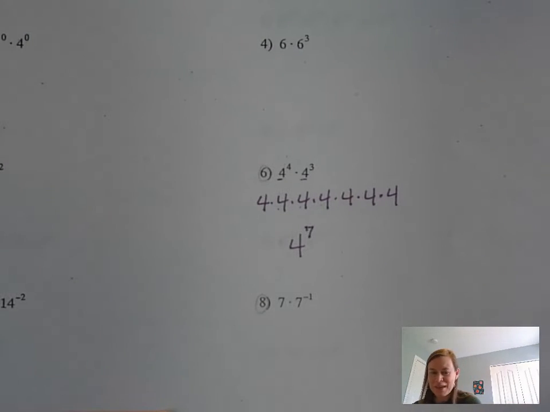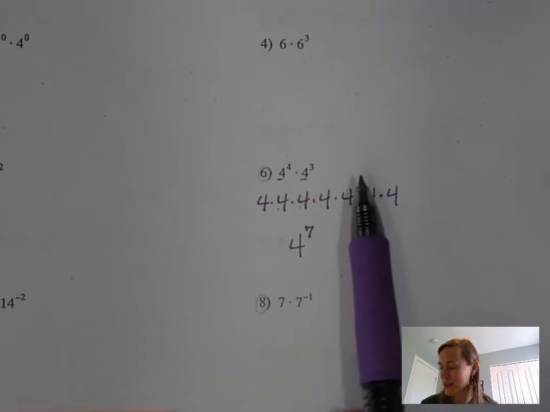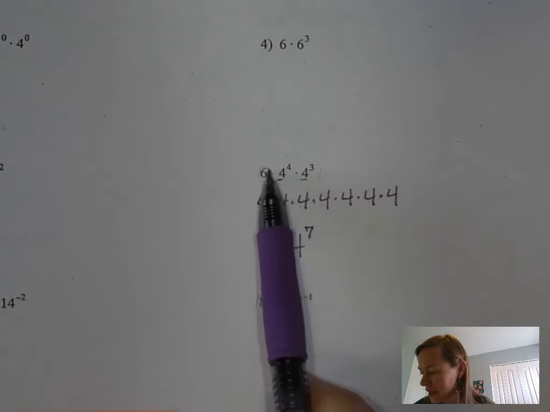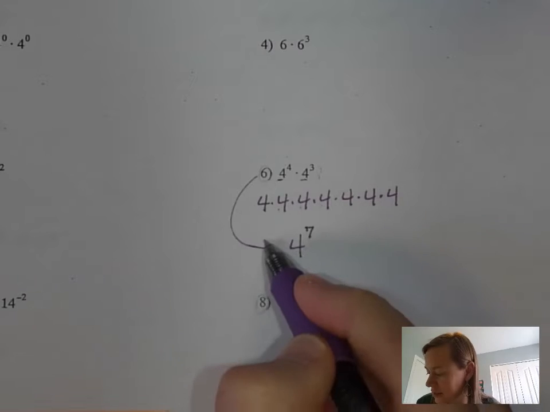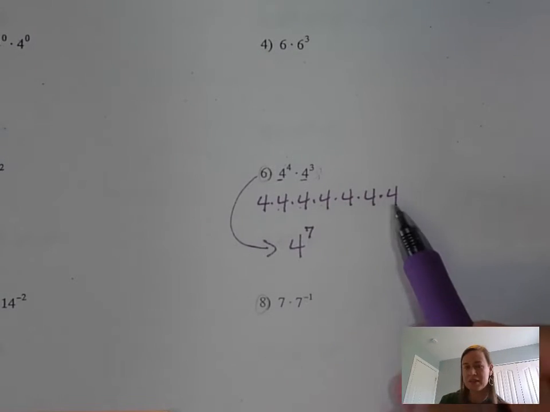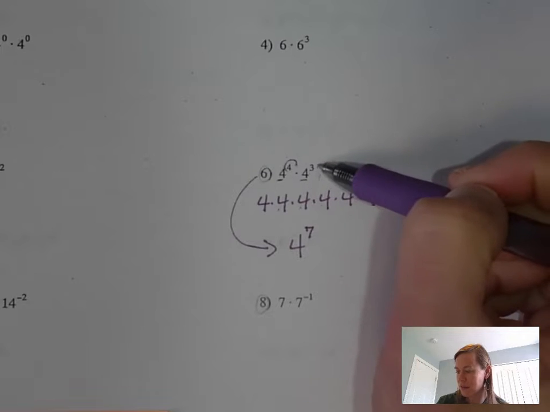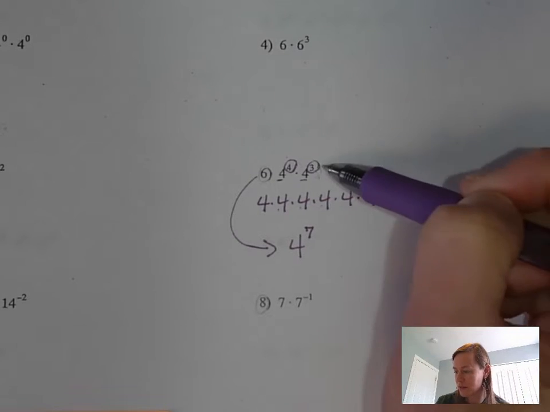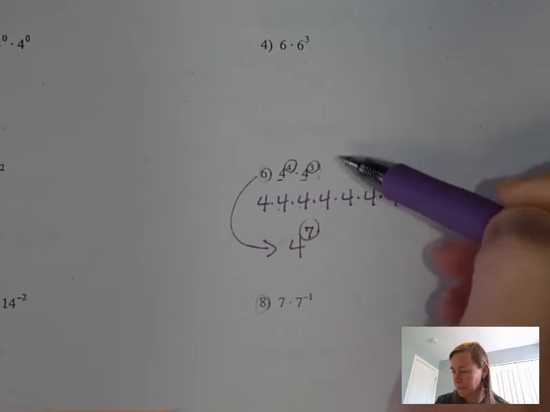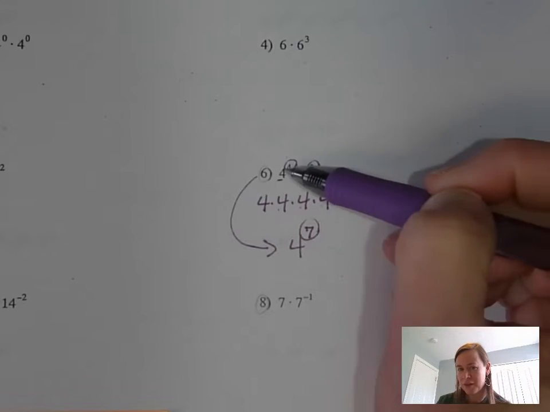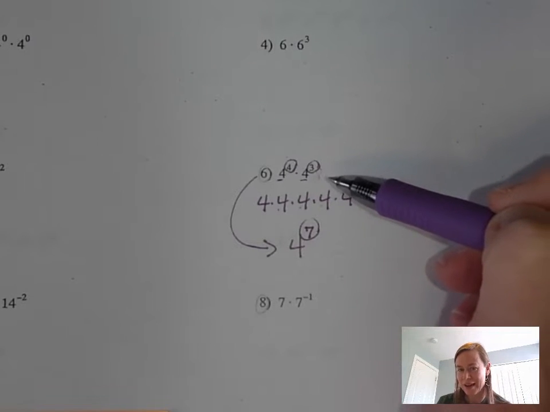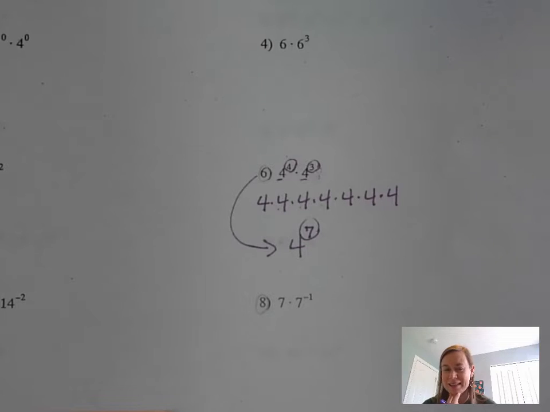Can you see any possible tricks that we could use to go from this straight to this without having to write all these numbers out? Can you think of how to maybe combine these two exponent numbers to get the 7? Let's see, 4 plus 3 equals 7, right? Maybe we could just add these exponents together. I wonder if that would always work.